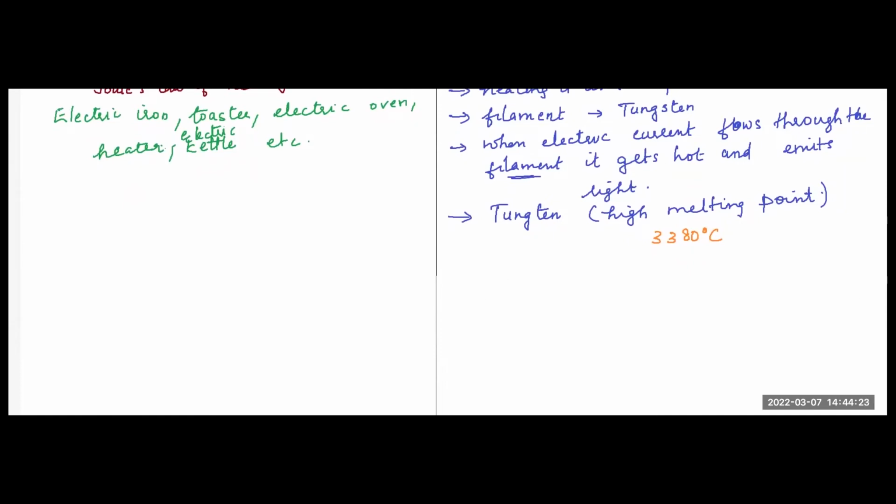And the filament is thermally insulated and kept inside a chamber filled with chemically inactive gases, for example, argon or chemically inactive nitrogen. Nitrogen gas is filled inside the bulb.